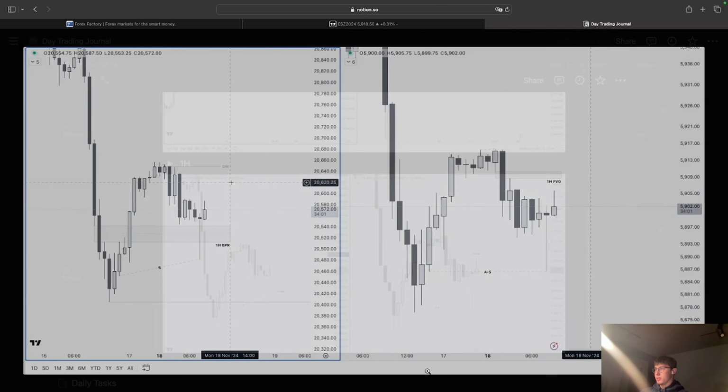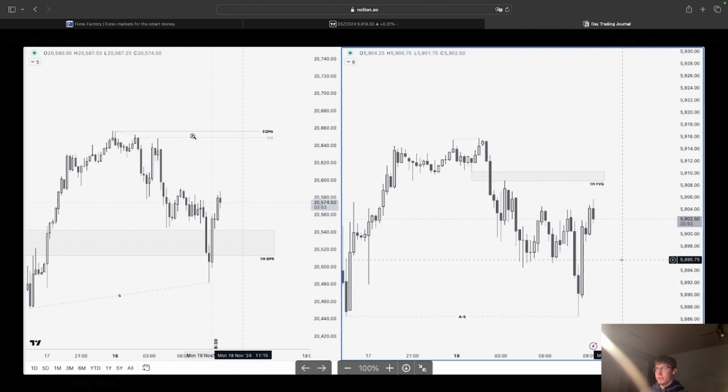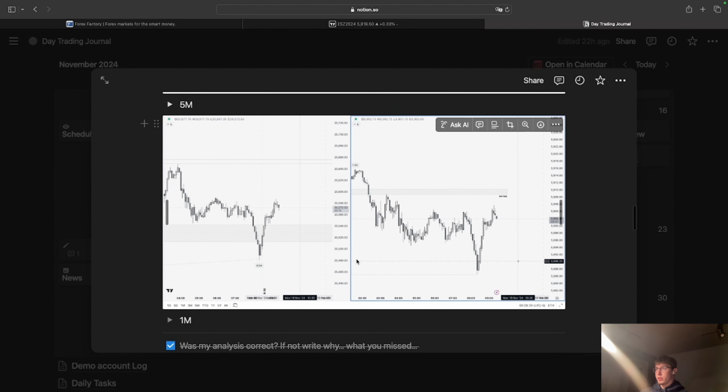And there was also one little thing. On 15 minutes there were those equal highs here, devil mark. The high of the session was put at the wrong time, and what's more, it was looking like a market maker buy model here with consolidation, manipulation to 1 hour BPR. SMT was looking bullish for me.